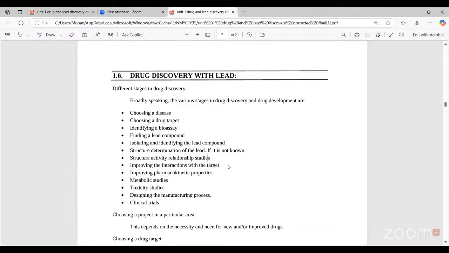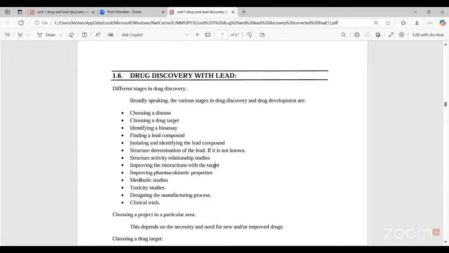And improving the interaction with the targets. The interaction also plays an important role in drug activity, where by following rules like the Lipinski rule of five, you have to improve the interactions with the target here.